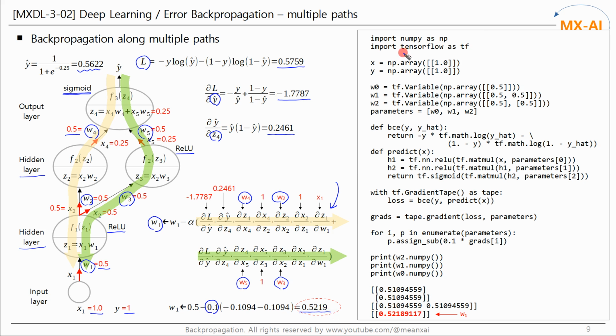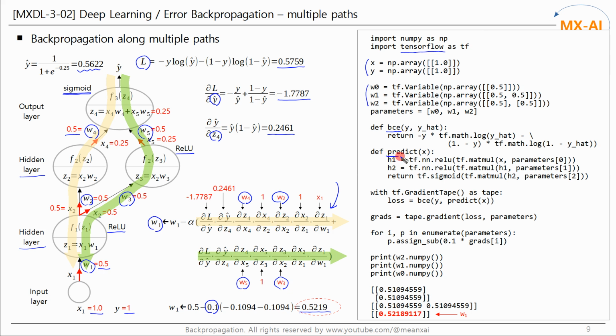Let's update the parameters of this neural network just once using TensorFlow. We'll cover this code in more detail later in the TensorFlow series. For now, let's take a quick look at the code and check the results. Input data point X is 1.0 and the desired output is also 1.0. The initial values of the parameters W are all set to 0.5. We compute the binary cross entropy and use it as the loss L.